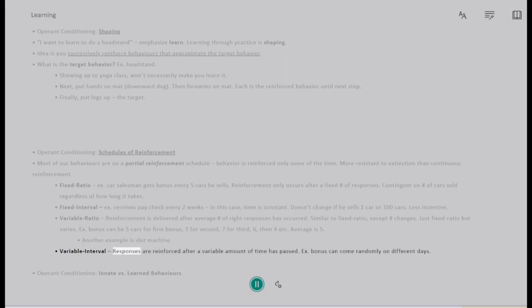Variable interval: responses are reinforced after a variable amount of time has passed. The bonus can come randomly on different days.